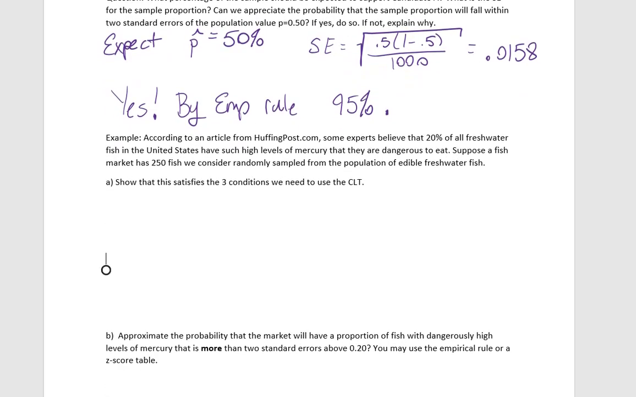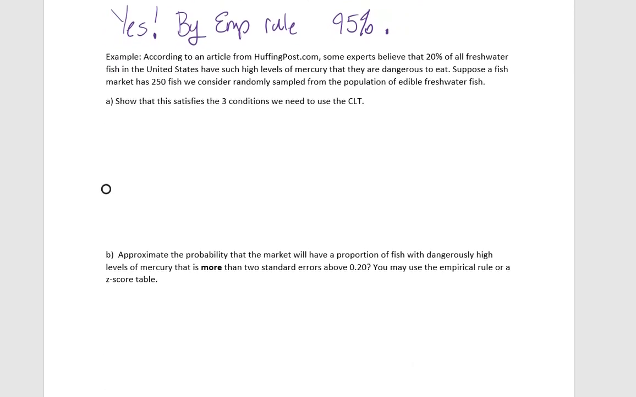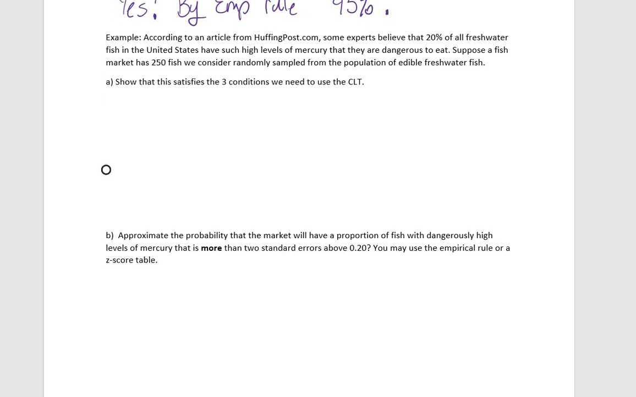Okay, so for the next one, according to an article from Huffington Post, some experts believe that 20% of all freshwater fish in the United States have such high levels of mercury that they're dangerous to eat. So suppose that a fish market has 250 fish, which we consider randomly sampled from the population of edible fish. First, we want to show that this satisfies all 3 conditions of the central limit theorem. So first, random? Yes. Why? Because it said so, randomly.